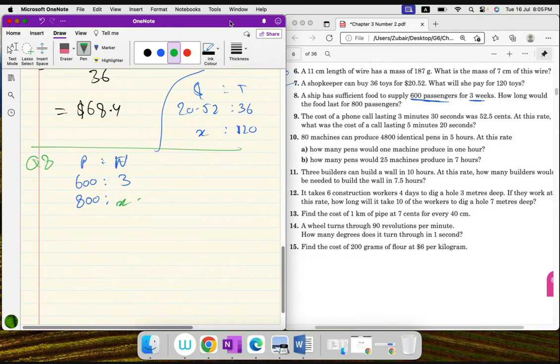This is 2.25. Why is my answer reducing?